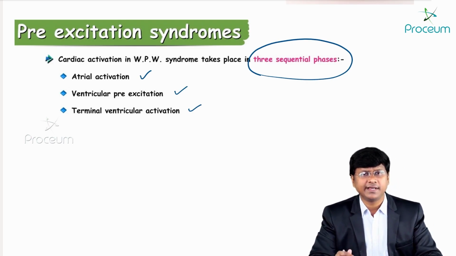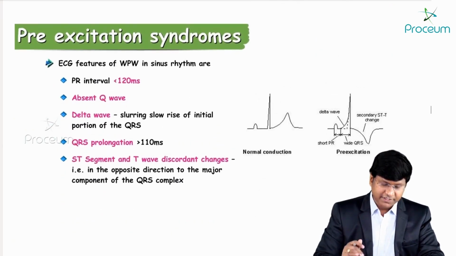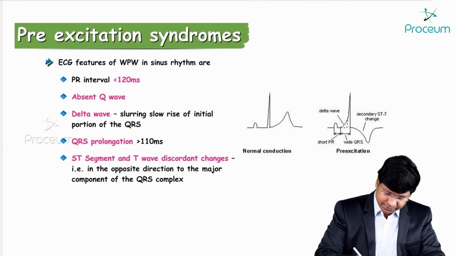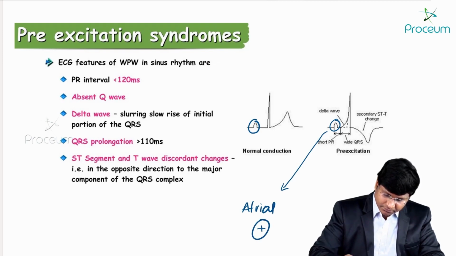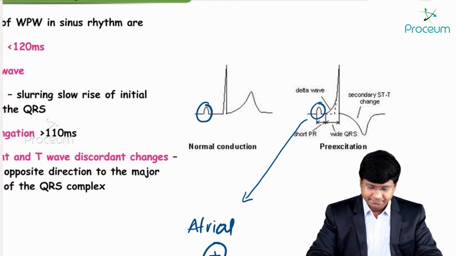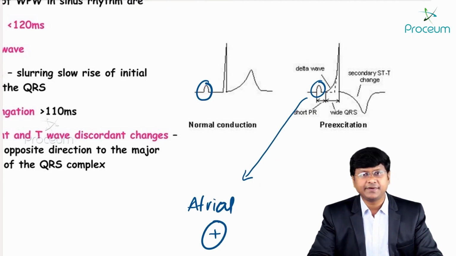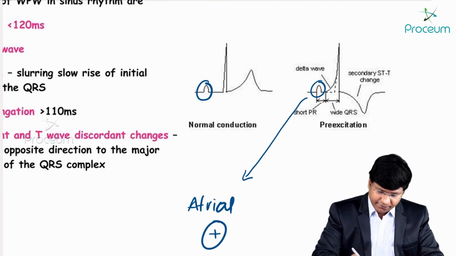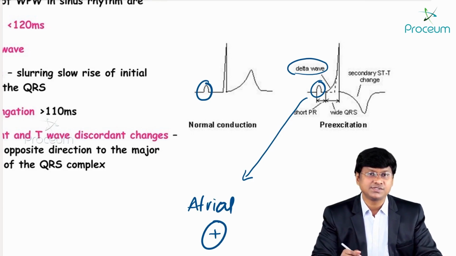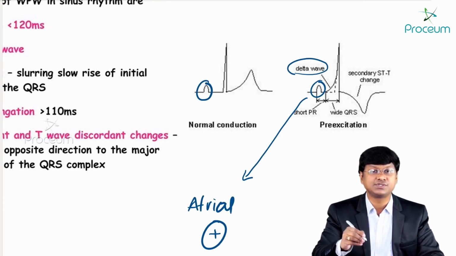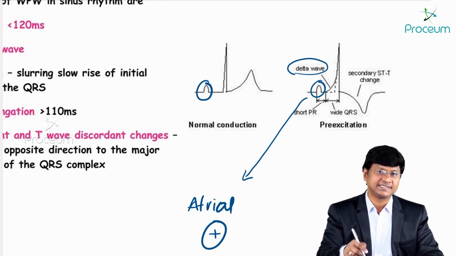Now, accordingly, what will be the manifestations on the ECG? Let me tell you. First of all, atrial activation: you have the presence of the P wave. This particular P wave is due to atrial activation. And subsequently, you see here, you have the presence of the delta wave. And why do you have the delta wave? Because you have the presence of ventricular pre-excitation.